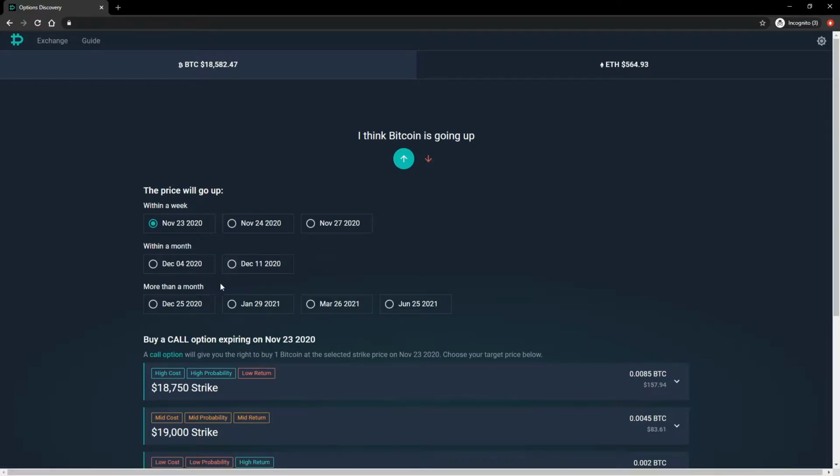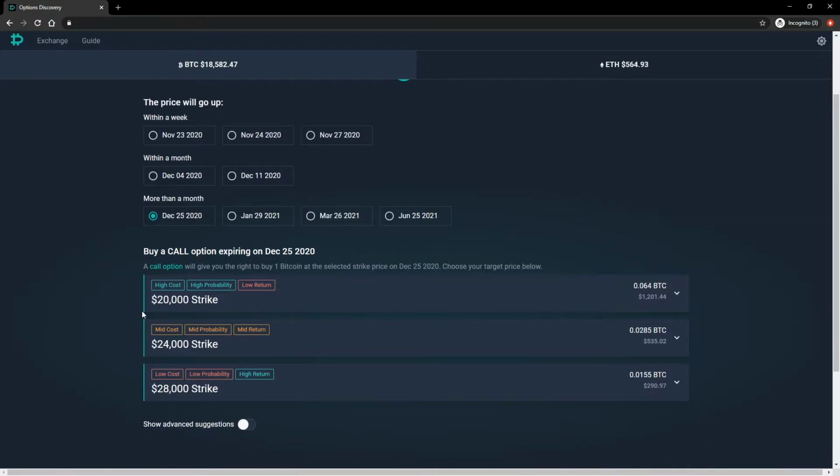Let's say we're expecting this price increase to happen before Christmas, so we'd like to look at the options for the 25th of December 2020. To do that, we just click here. Now we've selected all the parameters we want, the Option Discovery Tool will show us a selection of options that are relevant to the view we have. Here we've told it that we think the price of Bitcoin is going to increase by the 25th of December 2020, so it's showing us 3 call options that could benefit from that happening.